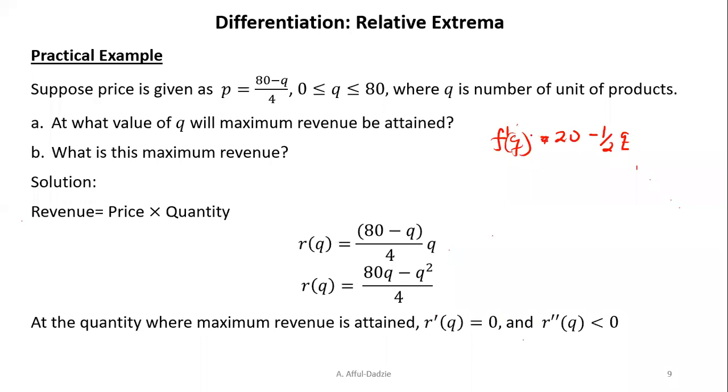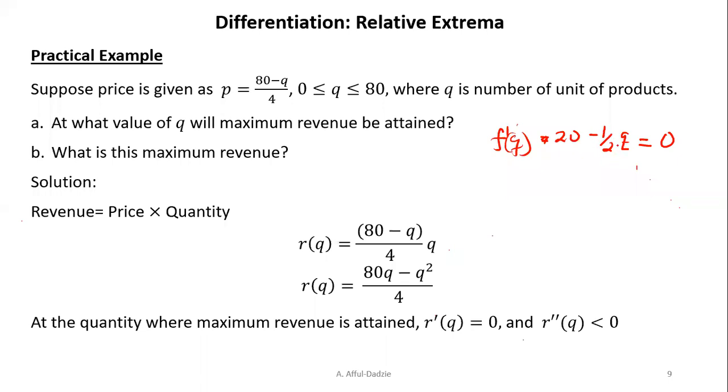Okay, this is f prime of q. At this point, this is the rate of change. This is the maximum point or the minimum point. So here we equate it to 0. Once we equate it to 0, we can easily solve for the unknown.